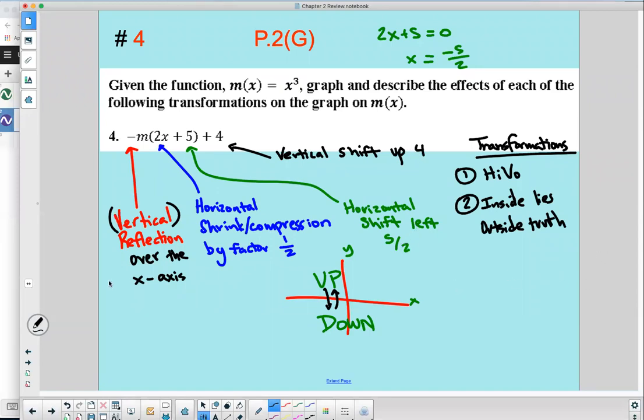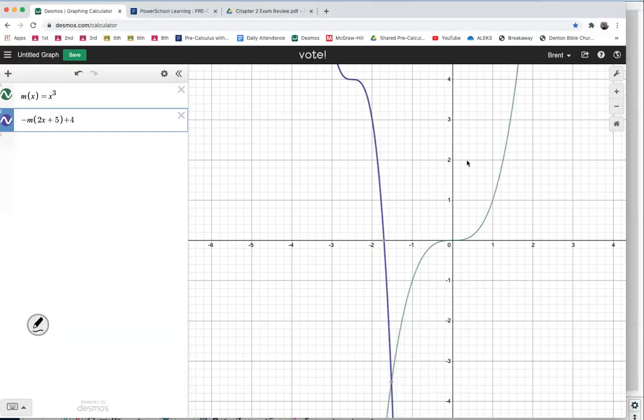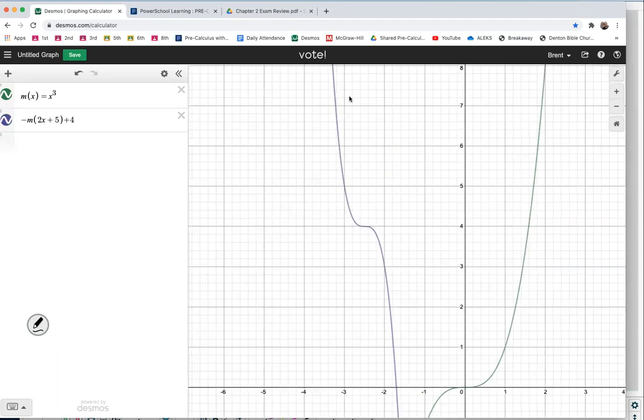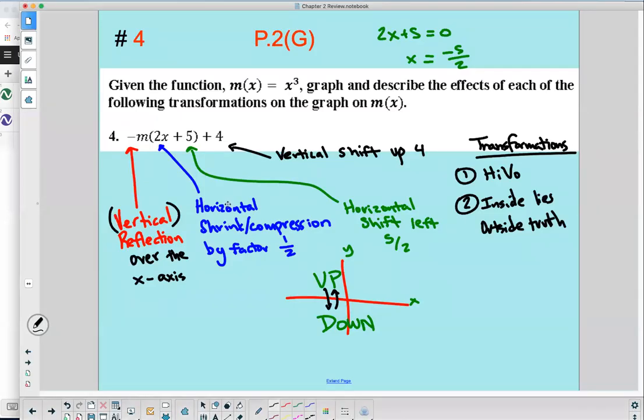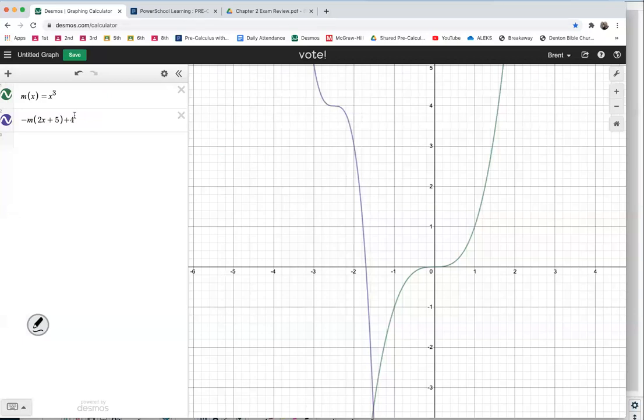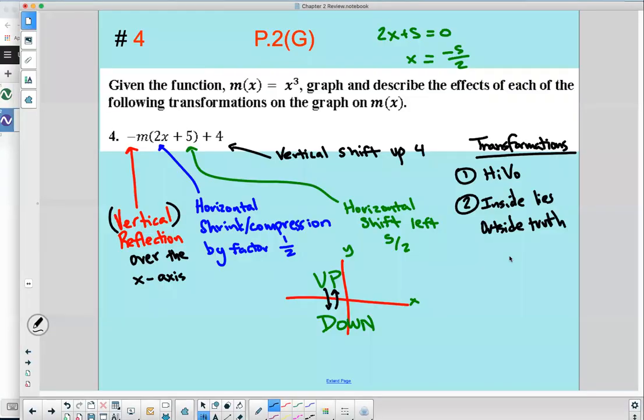It reflected. It's hard to tell on this one, but it flipped vertically, which means how the right went up, now the right's going down. The left part went down, now the left part's going up. So that was the vertical reflection, and it's more narrow. That's because it was a horizontal shrink. So that's a way of at least getting the shifts right. If you use a graph like that, you could tell, okay, it went left and up, and you could touch it to see how much it moved. It moved left 2.5, and it went up 4 units. So that's another way using the calculator of getting that.